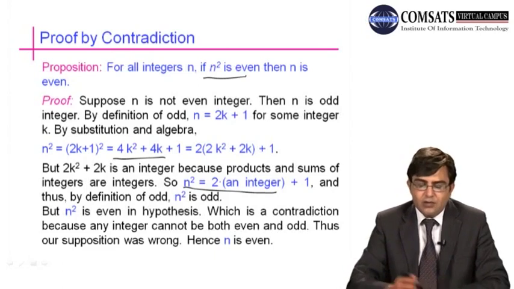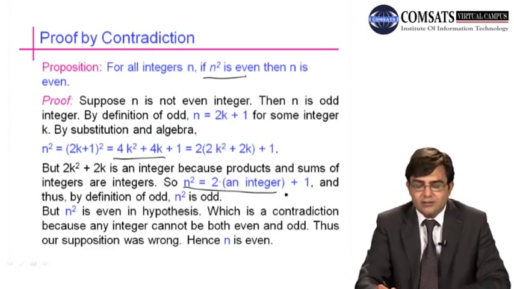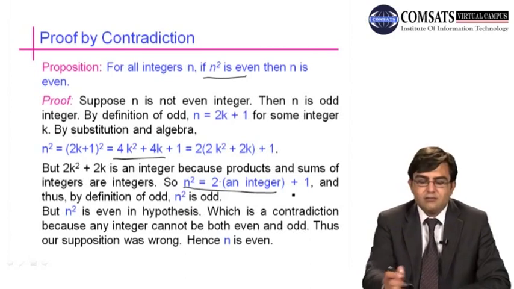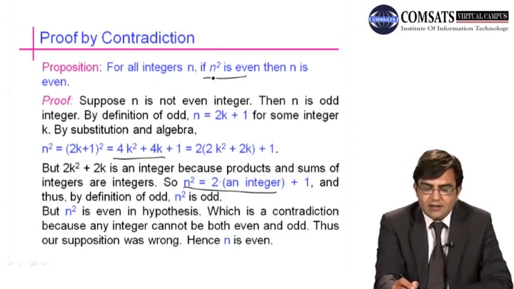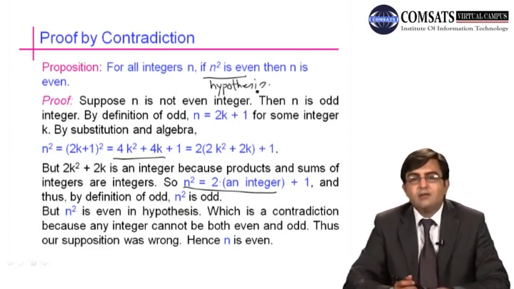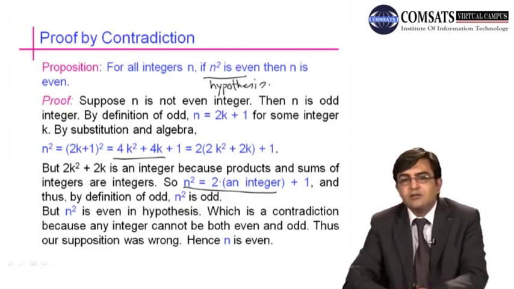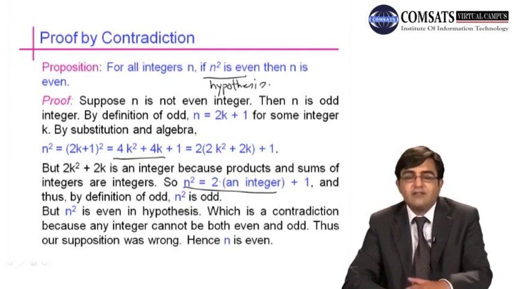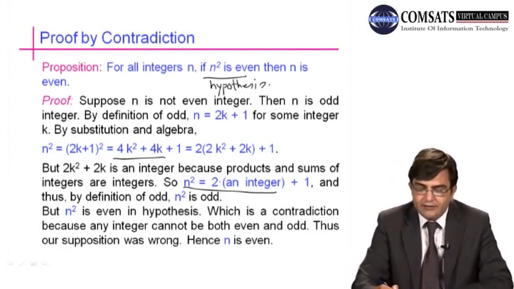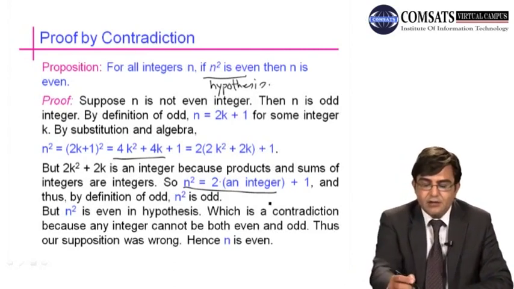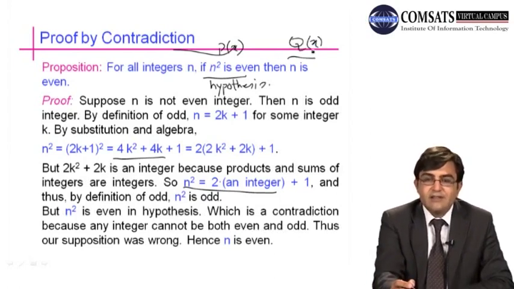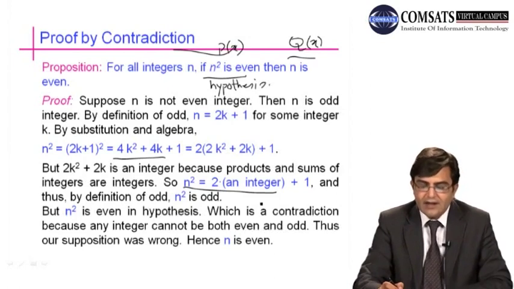true, but we arrived at what? n square is odd, but this was the hypothesis, and the hypothesis was true. Here at the conclusion, at the end of the proof, after a sequence of steps, we have arrived at this: if we suppose that p of x is this and this is q of x, we suppose that p of x is true, and we have arrived at that not p of x is true.